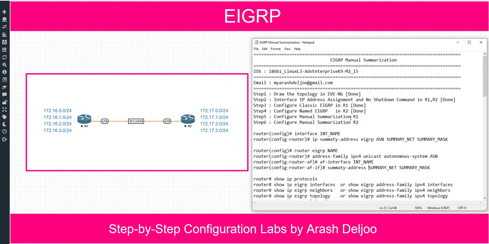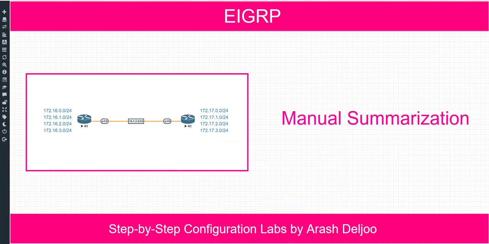Actually, this is step 5, configure manual summarization in R1. As you can see here in router 1, because we have the classic configuration, on the interface serial 1/0 we should configure ip summary-address eigrp, the AS number, then the summary network, then the summary mask. It is so easy. Let me show you.